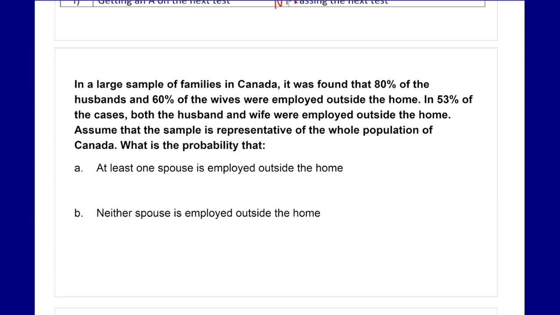For the last question, in a large sample of families in Canada, it was found that 80% of the husbands and 60% of the wives were employed outside the home. In 53% of the cases, both the husband and wife were employed outside the home. Assume that the sample is representative of the whole population of Canada. What is the probability that A, at least one spouse is employed outside the home, and B, neither spouse is employed outside the home? Again, take a second to think about these questions and what type of events they are. I'd recommend pausing the video and we'll come back with the answer.